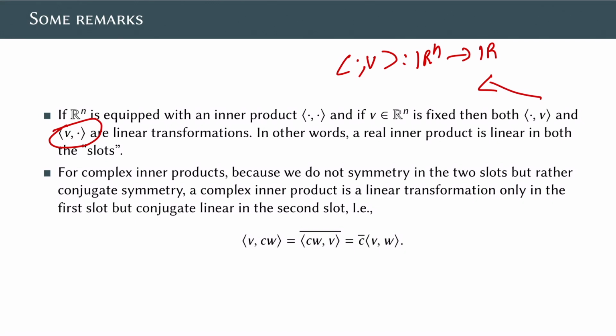That means if you fix the second slot, you will get a linear transformation from Cn to C. However, if you fix the first slot, what happens is when you take V inner product CW, you get CW inner product V conjugate, which is actually equal to C conjugate inner product V comma W. Okay, check that what I have written is in fact a correct computation from the various properties of real and complex inner products. So there is this subtle difference between real inner products and complex inner products.